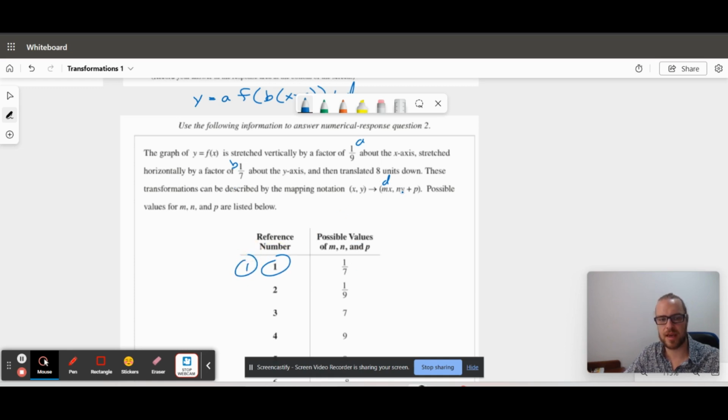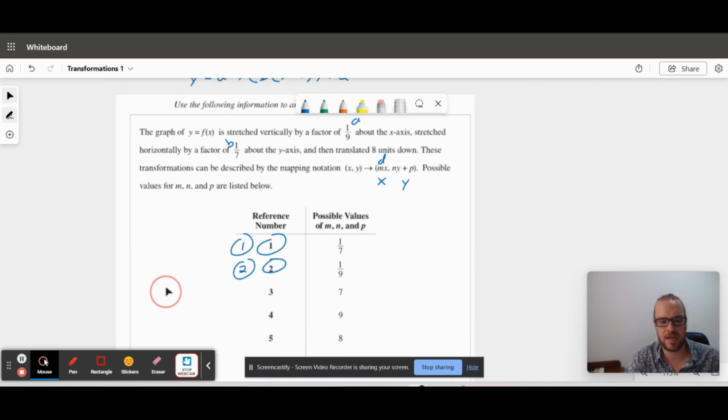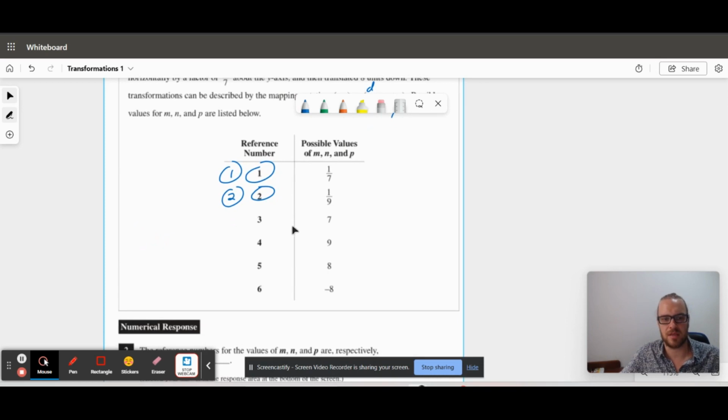Then after that, we're looking at n. N is our vertical stretch, so it's the thing we're multiplying vertically, because of course this is x and then y, right? So it's multiplying it by y. So that would be reference 2. And then our last term here is the p. That's the one that we're going to be moving it up and down. So it's right here, 8 units down. Now keep in mind, if we're moving it 8 units down, that's going to mean that it is negative 8, not 8, right? And so that would be our values that we need to now put in.